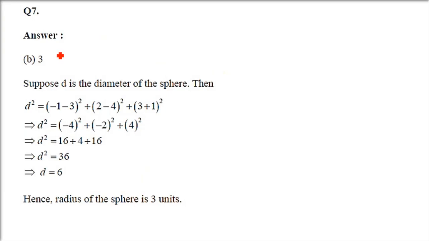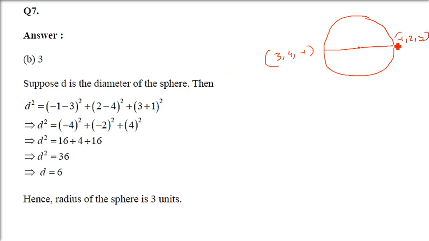Question number 7. Let (3, 4, 1) and (-1, 2, 3) be the end points of a diameter of a sphere, then the radius of the sphere is equal to? So assume it to be in 3D, a sphere, a ball-shaped figure, and we have the endpoints of the diameter. So it's obvious that the distance between them will be the diameter. The radius will be half of that distance. So just find out the distance, that is all that is required here, and just make it half.